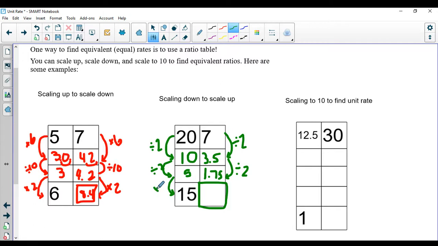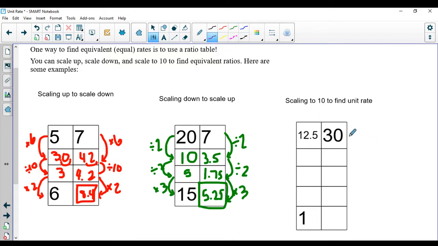Now I can see that I can easily scale up from 5 to 15 by multiplying by 3. I'm going to do the same thing on the side to keep it equal and proportional. And $1.75 or 1.75 times 3 is 5 1/4. So again, I know these are equal and proportional because of the steps we took to get there. We kept things balanced and equal on both sides of the table.